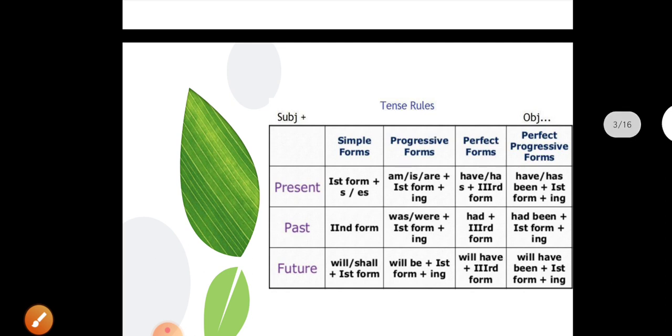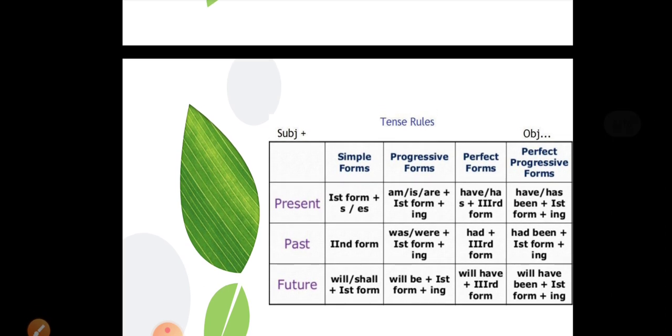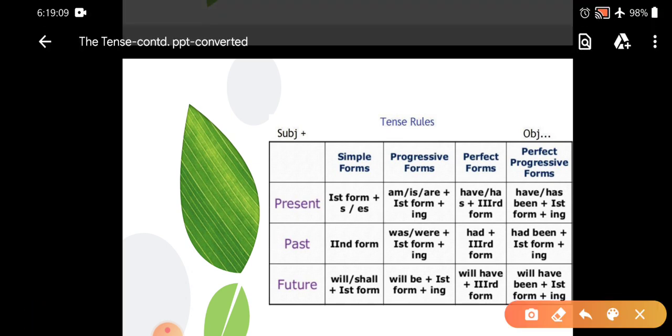Now, just a small and quick revision of the rules of tenses. Present tense, in its simple form, is used as first form plus s and es, like he likes her, he plays football, this way. The progressive form is the ing form, like he is running on the track. So this is is, am, are, the primary auxiliaries, plus first form plus ing form.